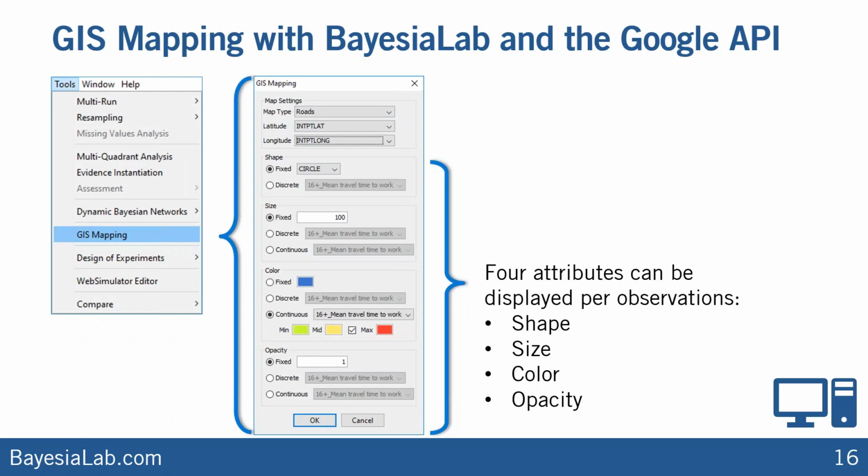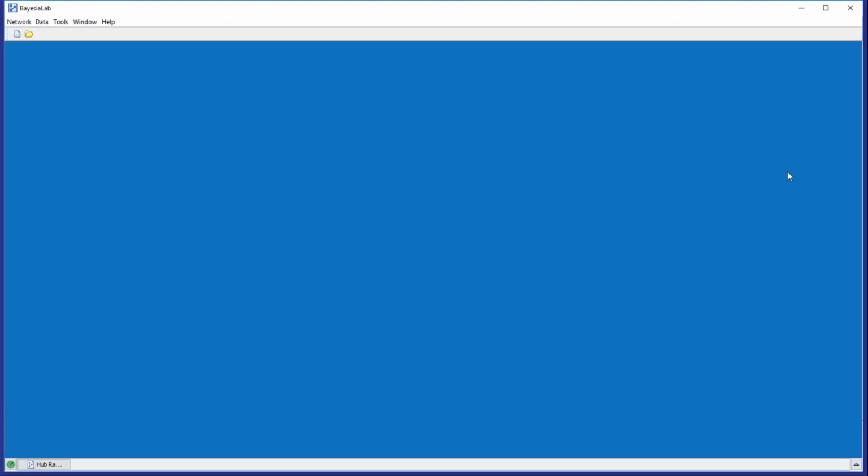Also, bear in mind, you can use continuous as well as discrete variables. For instance, you can display different types of categorical variables with different shapes, different symbols, like a circle versus a square versus a triangle. But I think you'll see a little bit of that momentarily as I demonstrate that. So let me leave PowerPoint. Okay, now you should be able to see BayesiaLab.